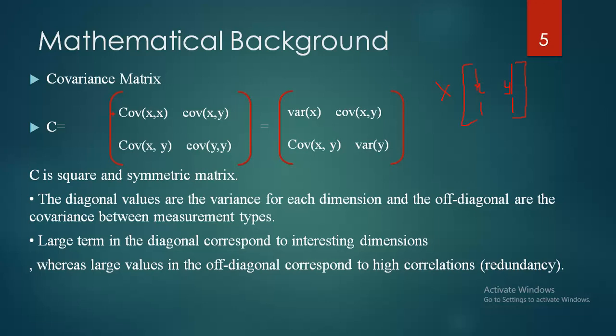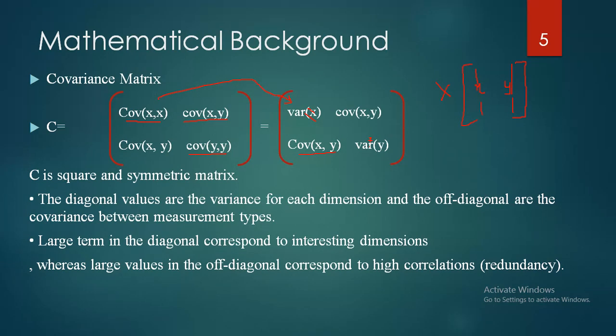So if you compute the covariance matrix, you will get covariance X comma X, covariance X comma Y, covariance Y comma Y. So covariance X comma X is also called variance in X. So the diagonal elements are variance in the variable and off diagonal are covariance in the pair of the variable.